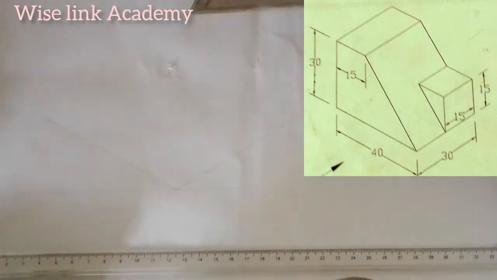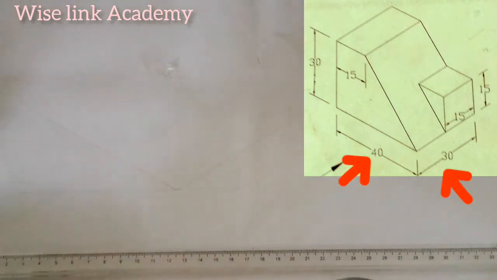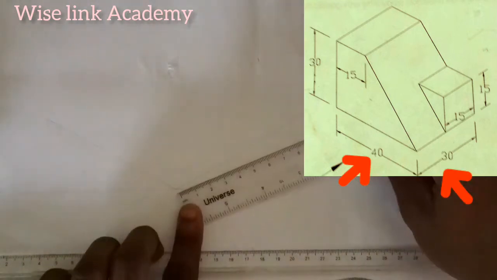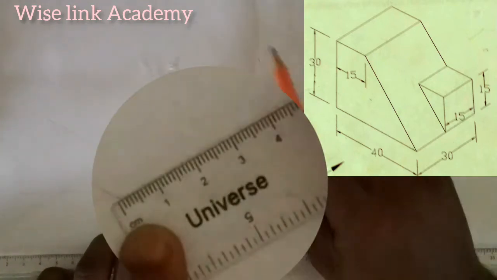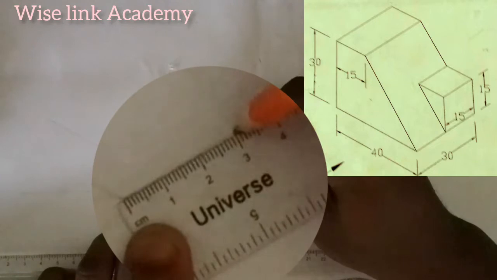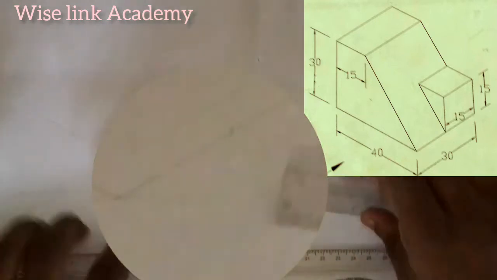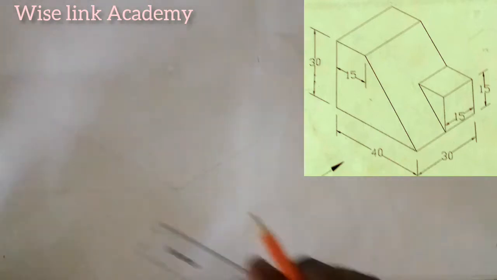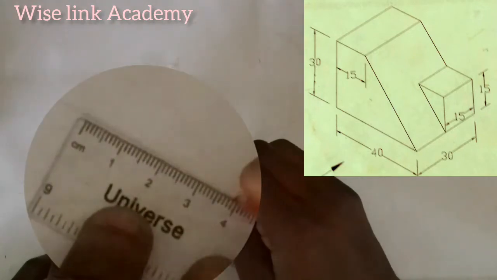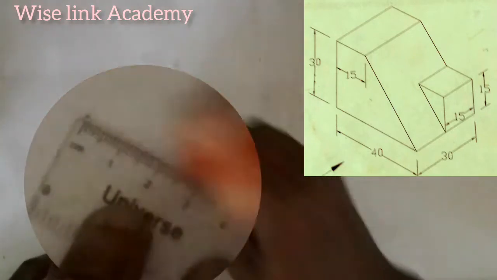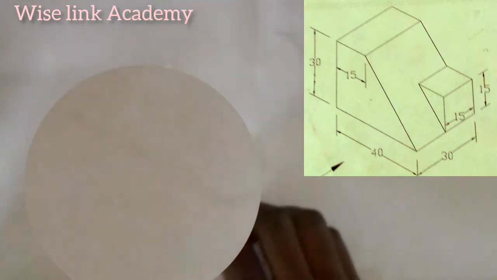As you can see at the right corner of the screen, the length and breadth of my isometric is given to be 30 and 40. As you can see, from this point here to somewhere here is 30, right? I'll measure 30, isn't it? From here to somewhere here is 40, I'll measure 40. From here to somewhere here is 40, right? So these are the 30 and the 40.